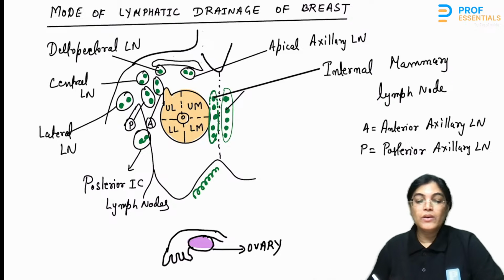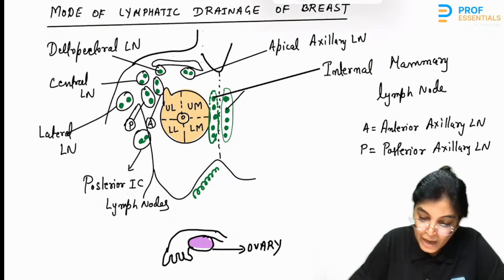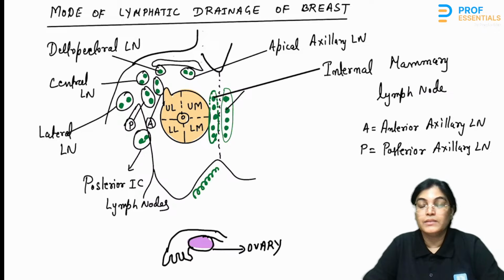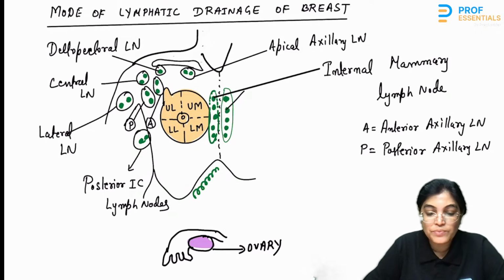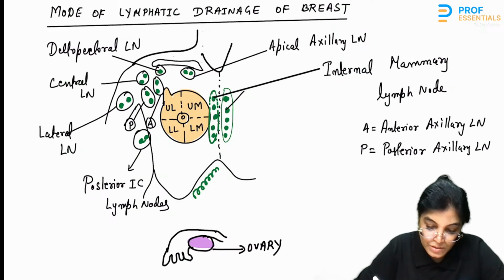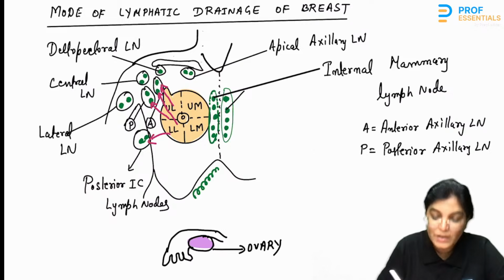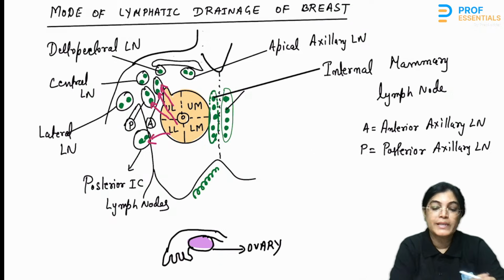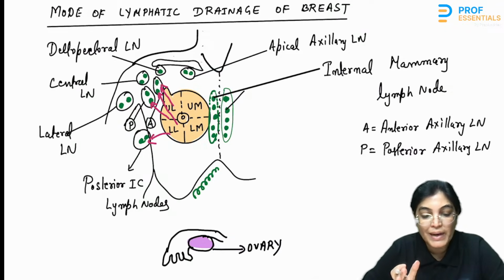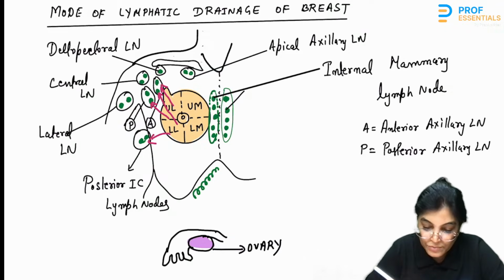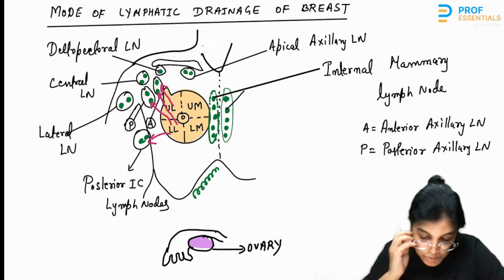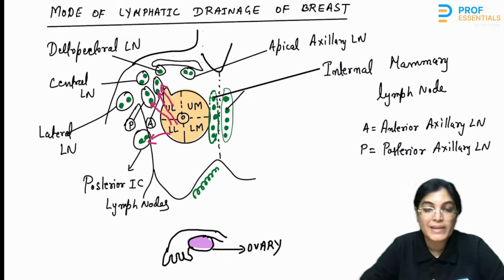Got it? Now I will use red color to show the arrows and how the lymphatic drainage happens. As I have told you, from the whole of the lateral part, you can draw a diagram. So here we will have arrows like this. Also from the lower lateral quadrant, a few will go to the posterior intercostal lymph node. So you can see from the lateral part, the lymphatic drainage is mainly going towards the anterior group, and from the lower part, it can also go to the posterior group of axillary lymph nodes.